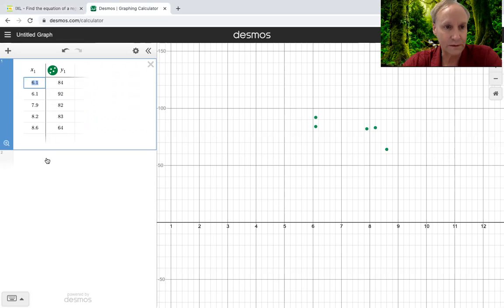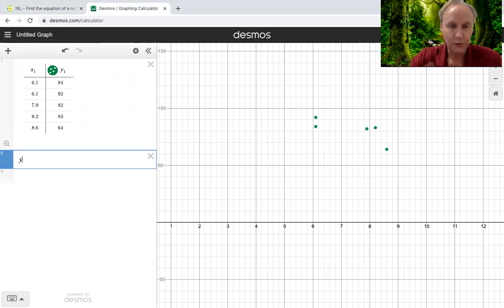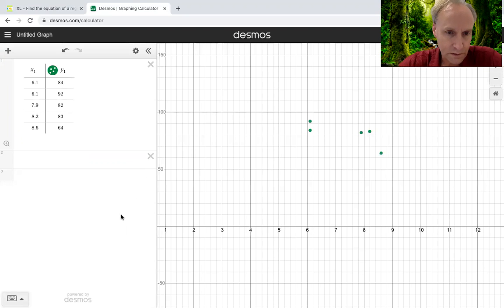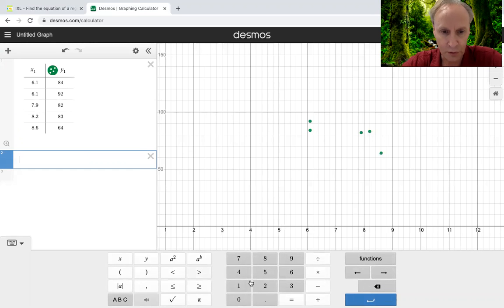So let's take a look. Y1. Remember to put the 1. It's not a subscript, it's just Y1. In fact, I'm going to type it on the keyboard so you can see it. I get myself out of the way. There we go. Get out of the way. There we are. Okay. Here's my keyboard.